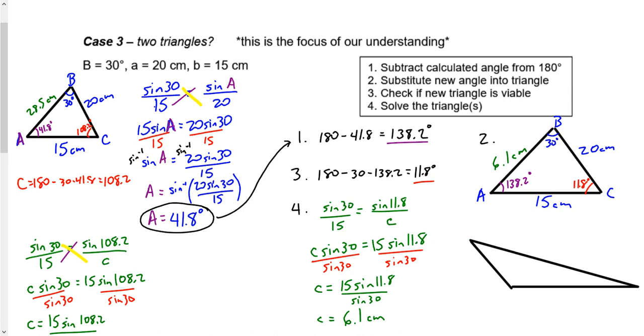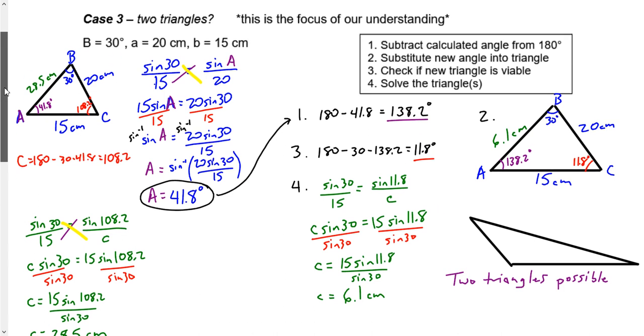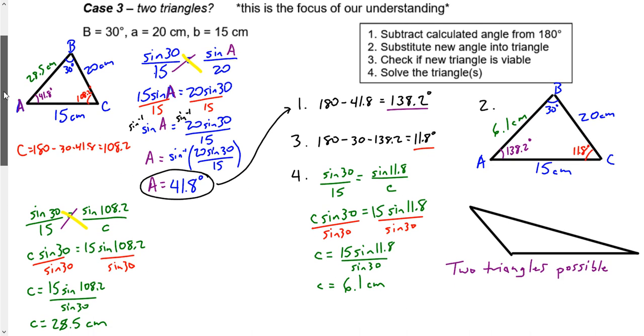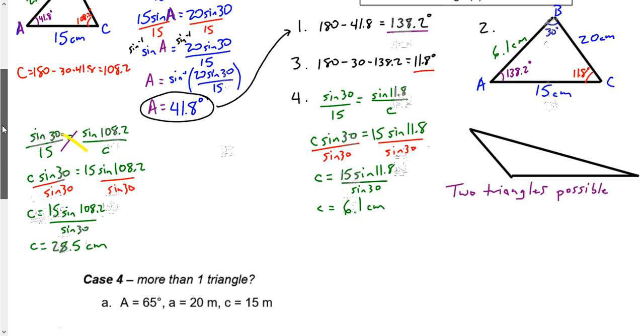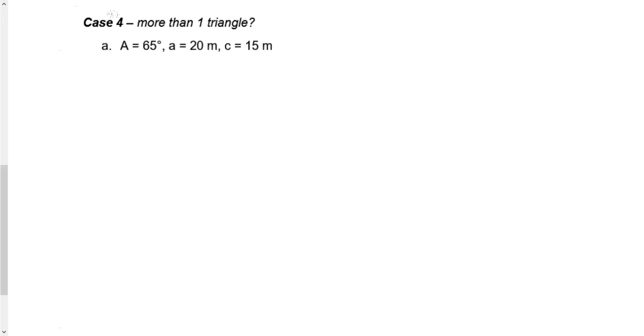But overall, what we need to identify is, yeah, there's two triangles possible. So we're going to do some more exercise. We'll have one more case and then one example. So we're going to check, again, is there more than one triangle possible?